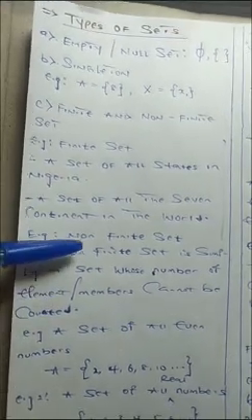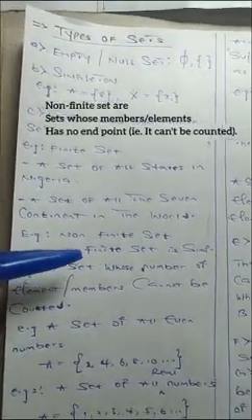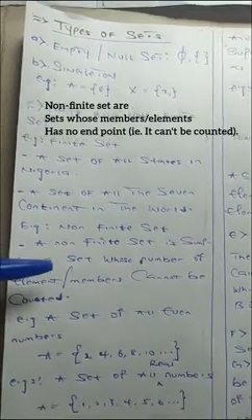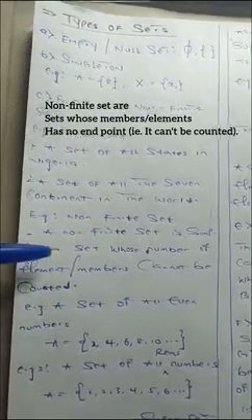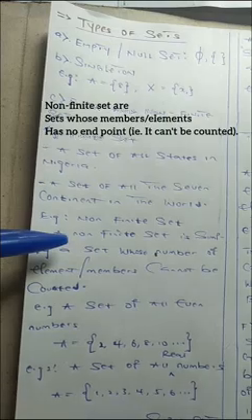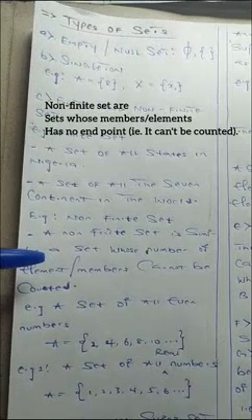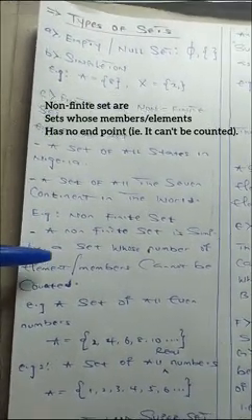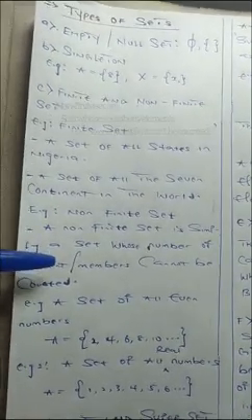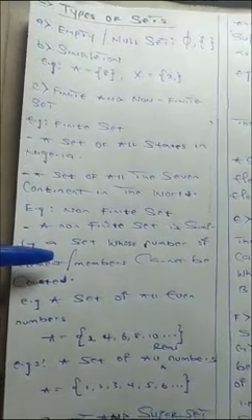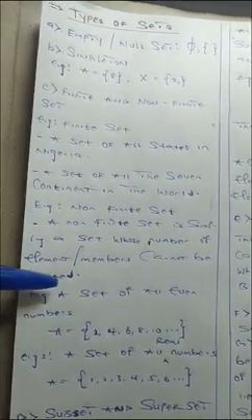Now move over to the next one, which is non-finite set. A non-finite set is simply a set whose number of elements or members cannot be counted, which means you can't count a non-finite set. Example of a non-finite set, we have a set of all even numbers.